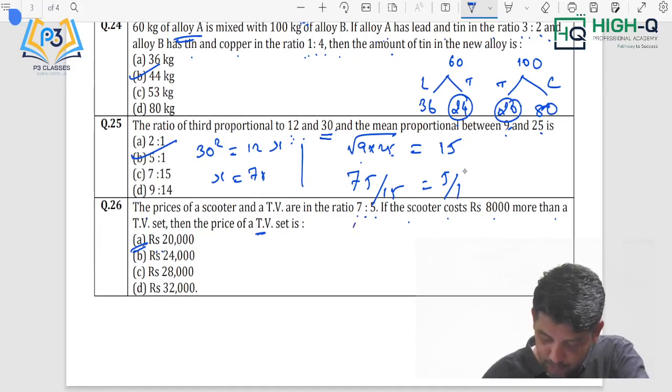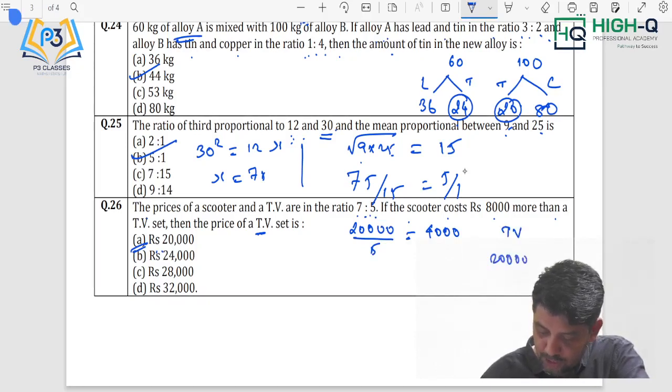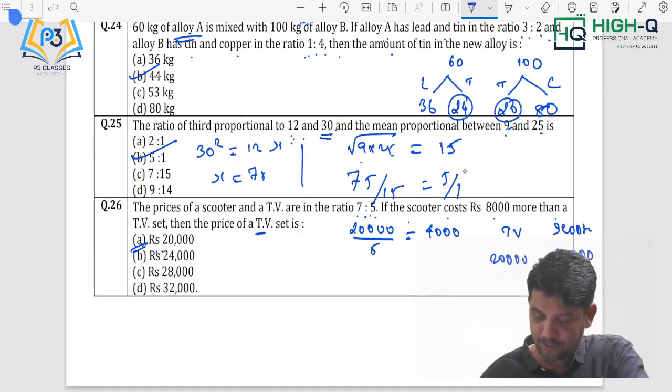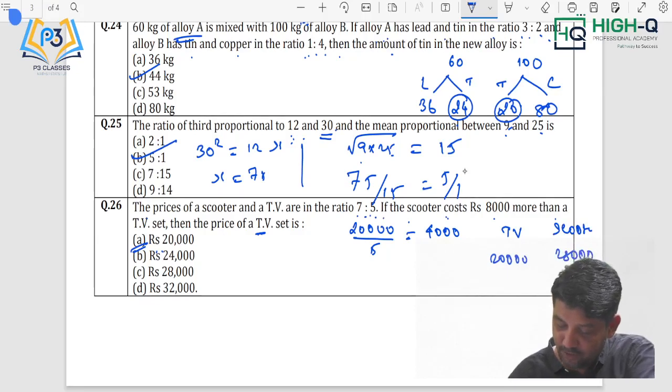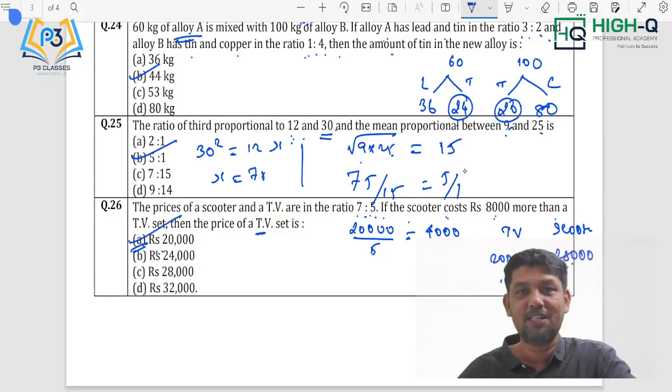If TV price is 20,000, divided by 5 you make 4,000 the common multiple. Scooter will be 28,000 rupees. Now let me check the second condition. If the scooter costs 8,000 rupees more than TV, yes, scooter costs 8,000 rupees more than TV. So option A satisfies our condition. Answer is over. Am I right, my dear? Okay. Now sum number 27.